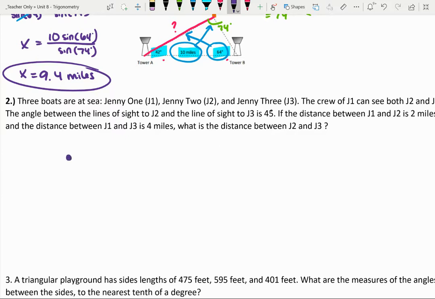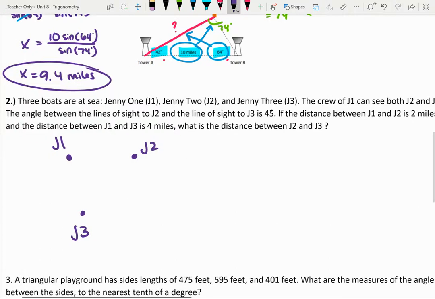So I'm going to start by drawing a picture for myself. So I know it's a triangle. I've got 3 ships here, 3 boats. So I've got Jenny 1, Jenny 2, and Jenny 3. So it says Jenny 1 can see both Jenny 2 and Jenny 3. Great. So the angle between the lines of sight to Jenny 2 and Jenny 3 is 45 degrees.